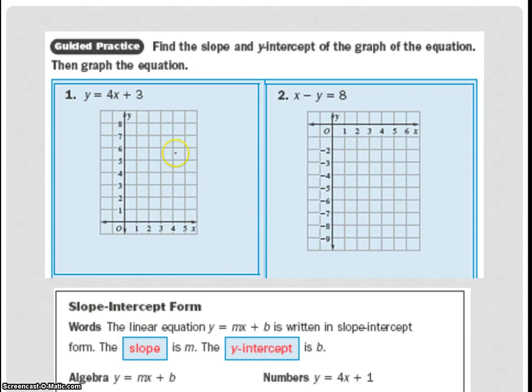Let's try number 1. Find the slope and y-intercept of the graph of the equation. So what is the slope? What is the y-intercept? The slope is 4. The y-intercept is 3. We start with the y-intercept, 3. So on the y-axis, that's what the b means. We go up to 3, we put a dot.